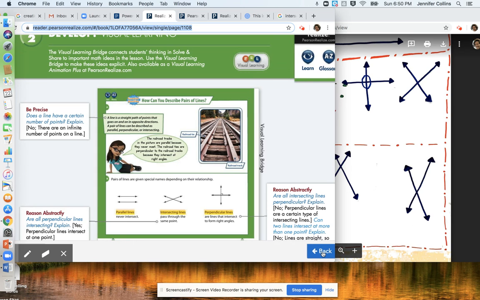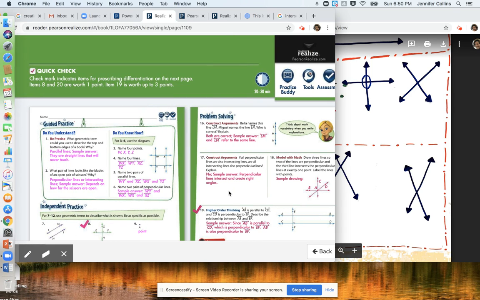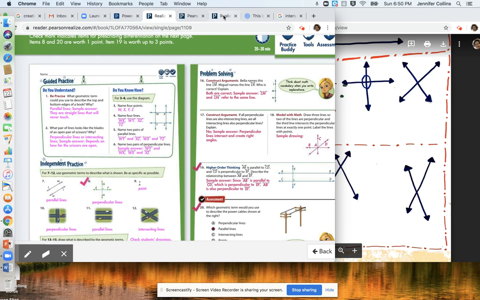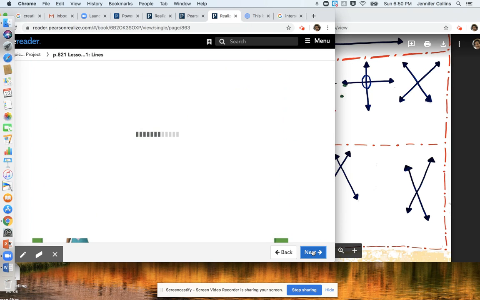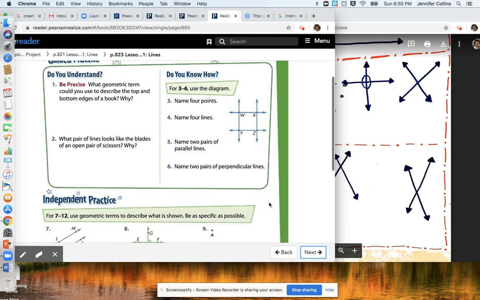We're going to do a couple of questions here together as guided practice. You will do practice as well at home, and you have your homework to give you additional practice. If you remember, what geometric term could you use to describe the top and the bottom edges of a book? Think about what a book looks like at the top all the way across and the bottom all the way across. I'll give you a few seconds to think about that. That's right. Those are parallel lines.